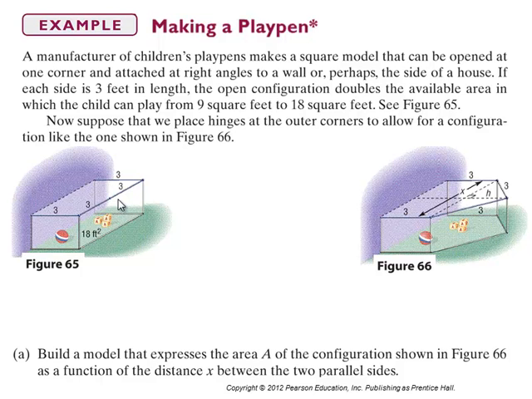Anyway, all right, well, so what we've got here, let's read through the problem. A manufacturer of a children's playpen makes a square model that can be opened up at one corner and attached at right angles to a wall. So imagine that this thing right here could actually be made into a square.